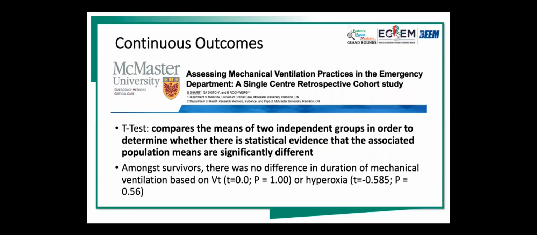The t-test compares the means of two independent groups in order to determine whether there is statistical evidence that the associated population means are significantly different. What I'd say in common speak is, if we were looking at hyperoxia, like we talked about, or lung protective ventilation, you have a group of individuals who got that and a group of individuals who didn't. So they're independent, and this t-test will determine whether the duration of mechanical ventilation was impacted by tidal volume or by hyperoxia.